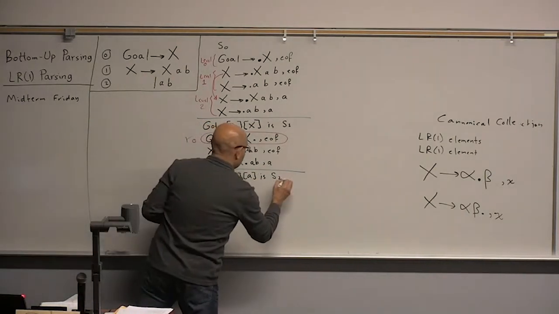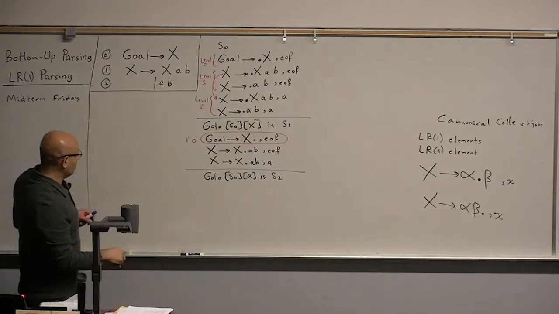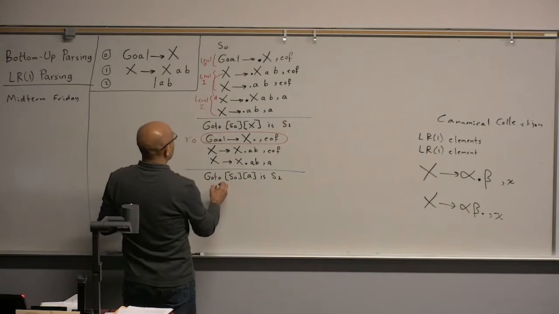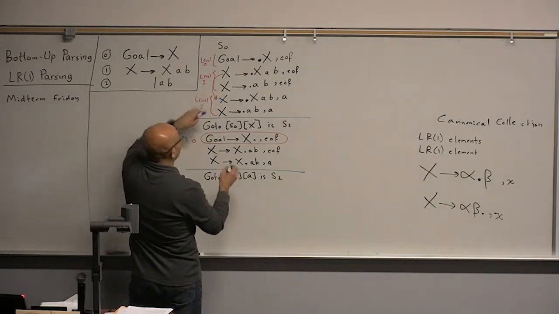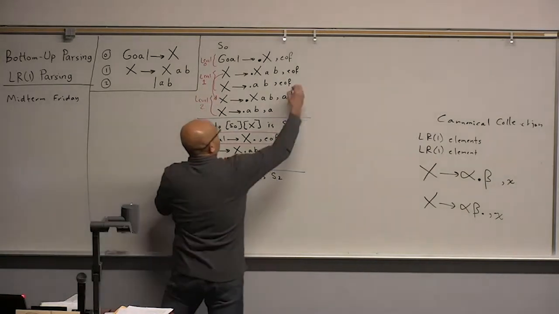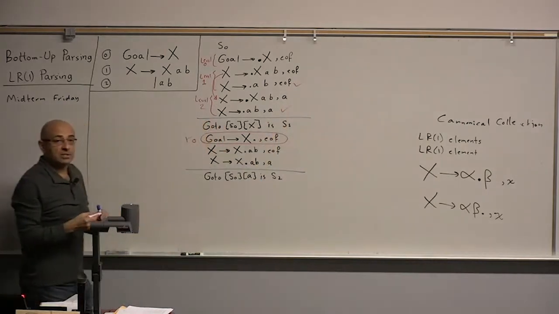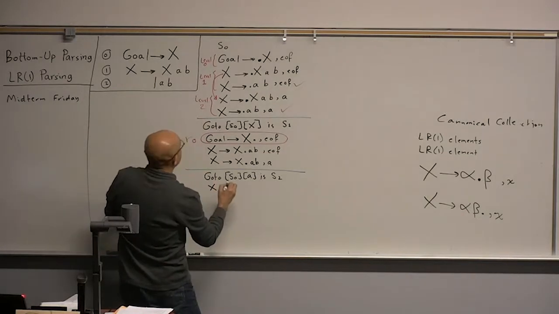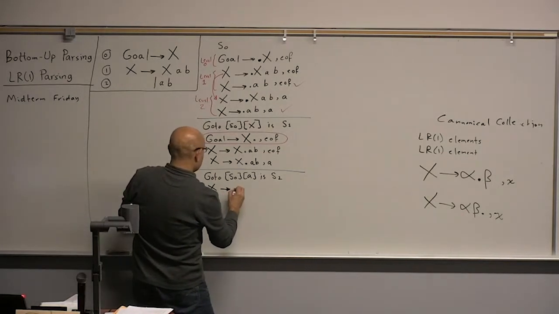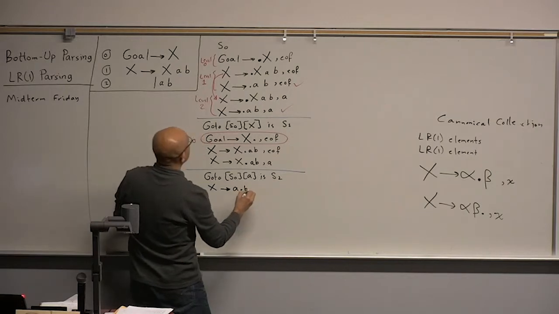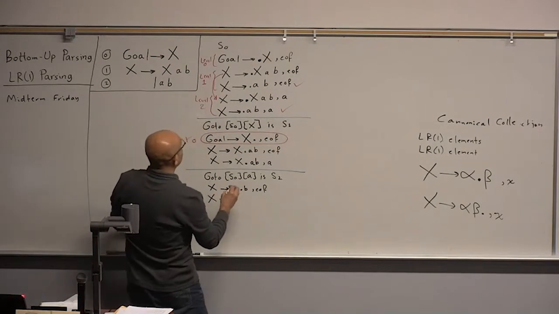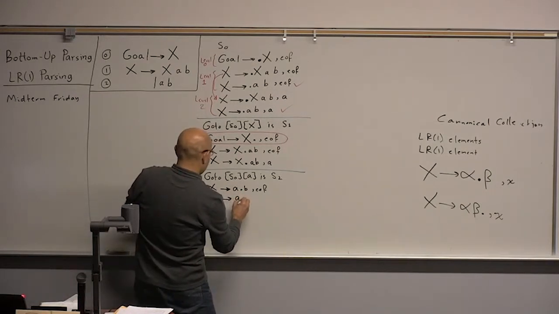We have already used 1. So S2, and this is going to be what? X. So we look at these ones, this and this, the ones on which there is a transition on A. So we look at X goes to what? A, placeholder B, end of file. X goes to A, placeholder B, A.